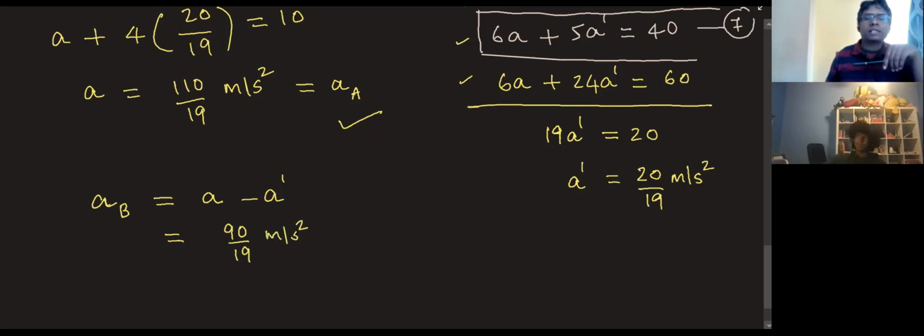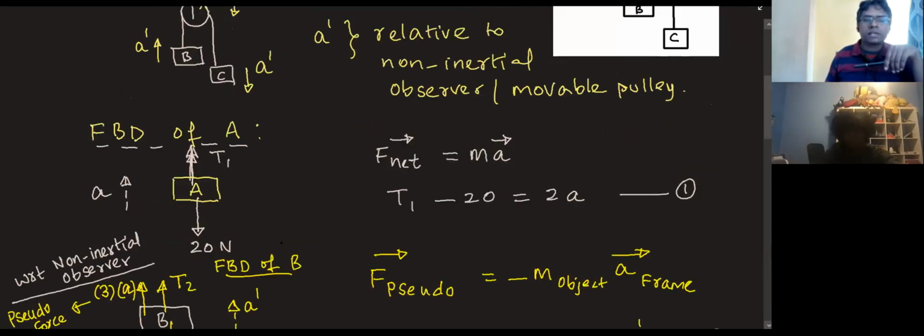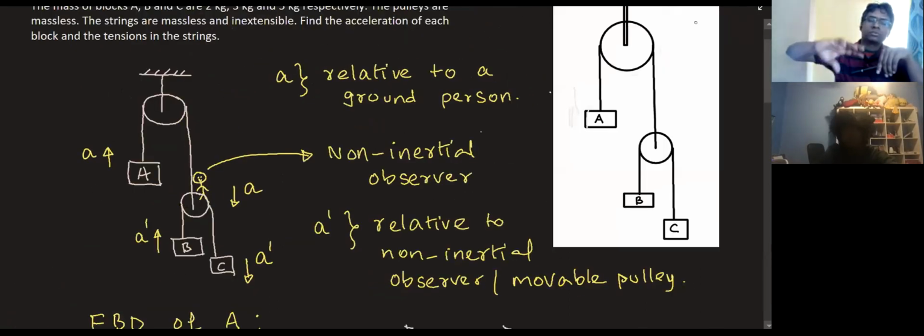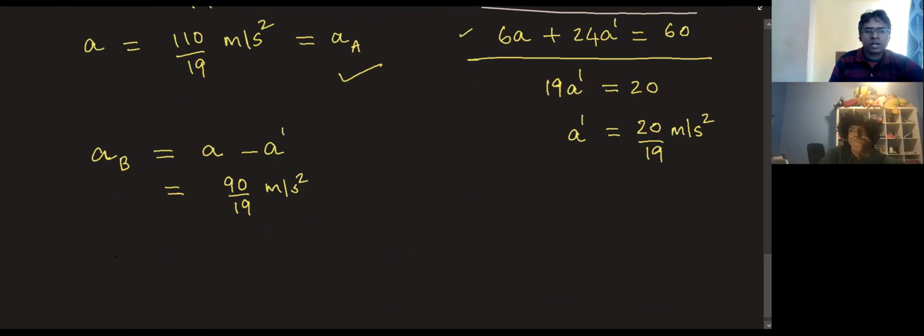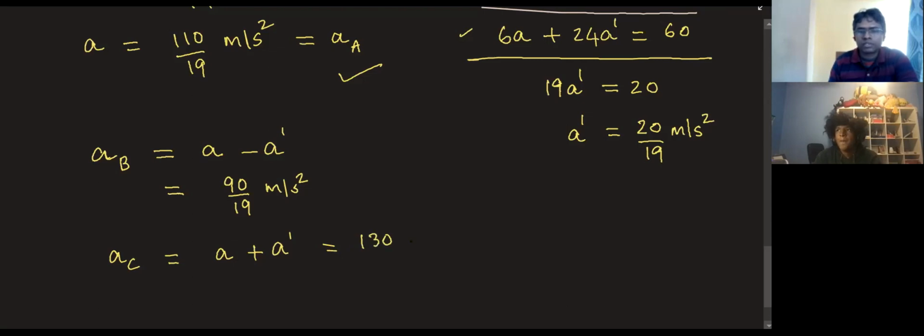Now, look at the acceleration of C. The pulley is going down, so C is going down. With respect to the pulley, also block C is going down. You understand that? Yeah. The acceleration of C will be the addition of these two vectors. So it will be A plus A prime. So I end up having 130 by 19 meter per second square. Okay, do you understand these values?